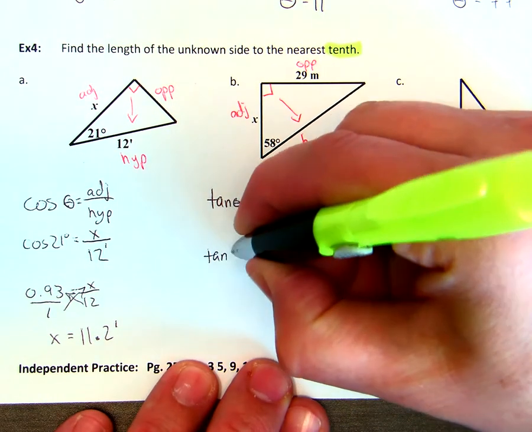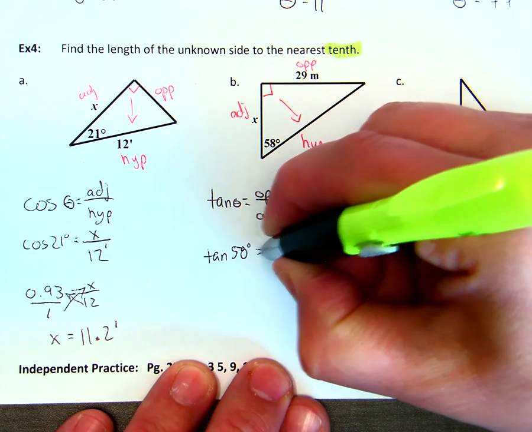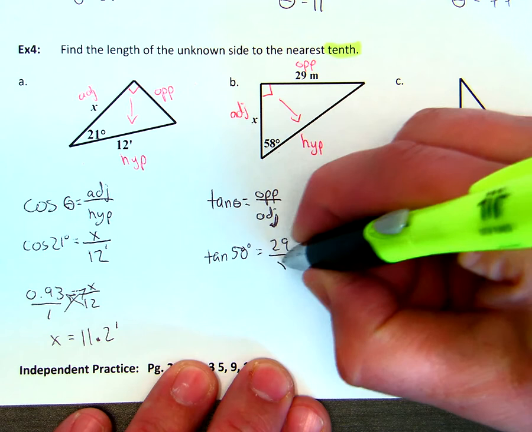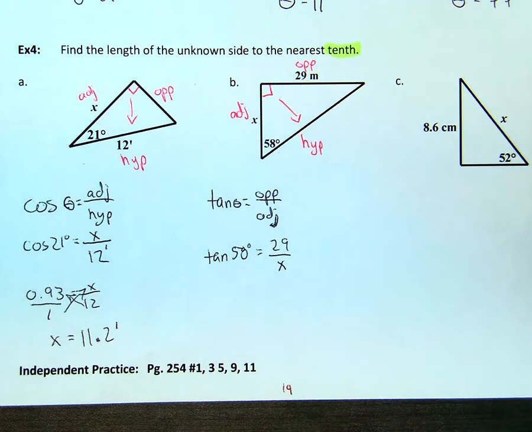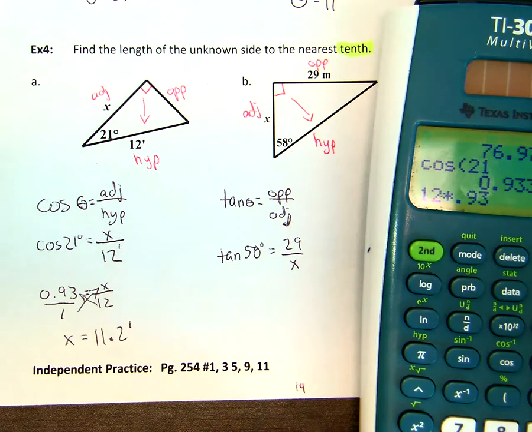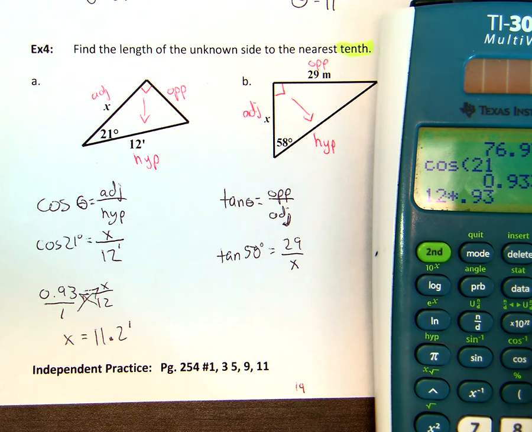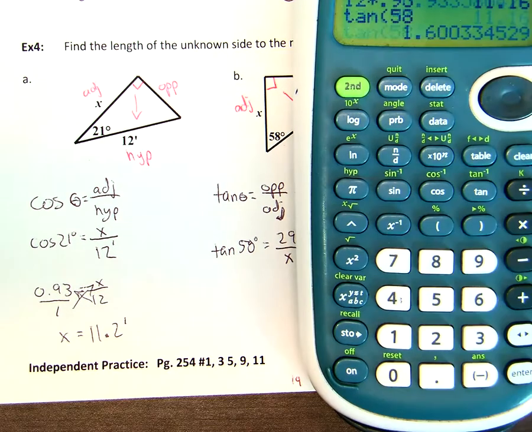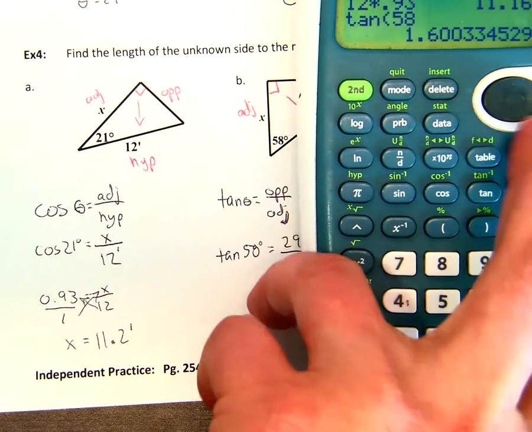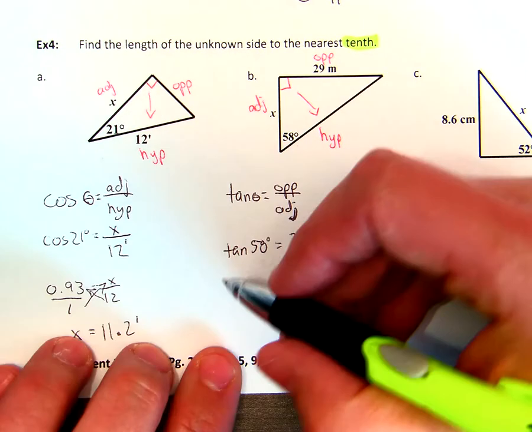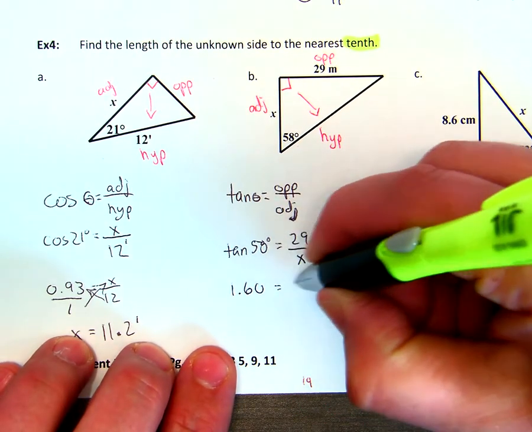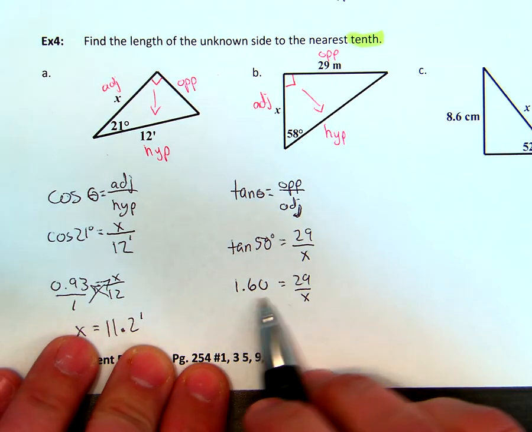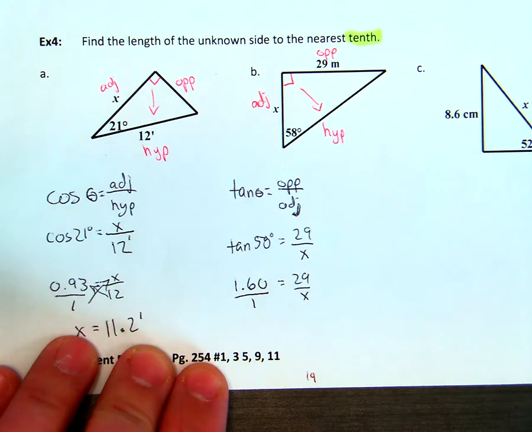So I'm going to have tan 58 degrees equals, the opposite is 29, the adjacent is x. Then you punch tan 58 into your calculator, and you get 1.60. So 1.60 is 29 over x. I need to make the 1.60 into a fraction, so it's going to be over 1.